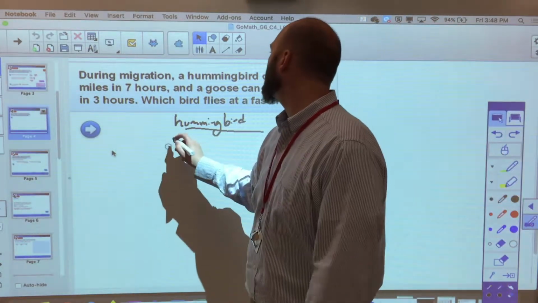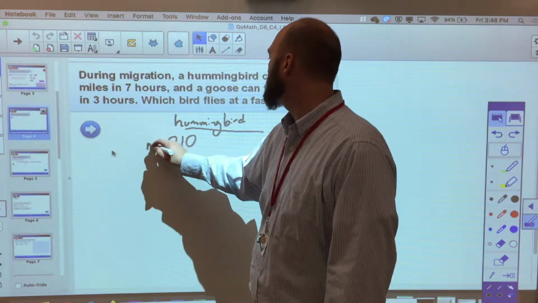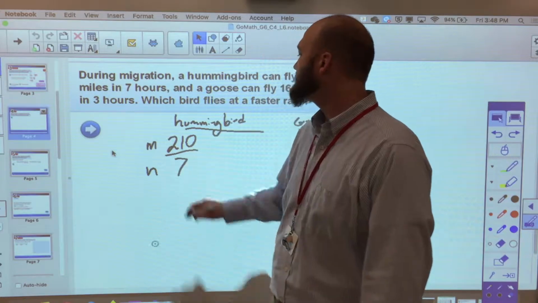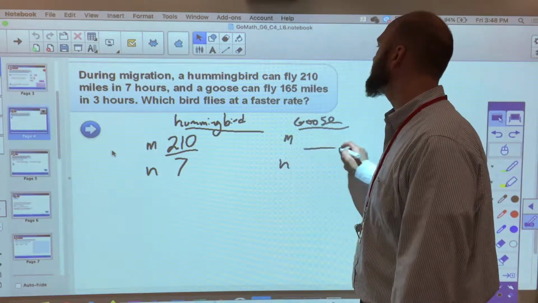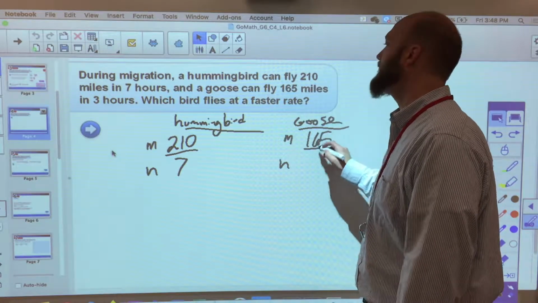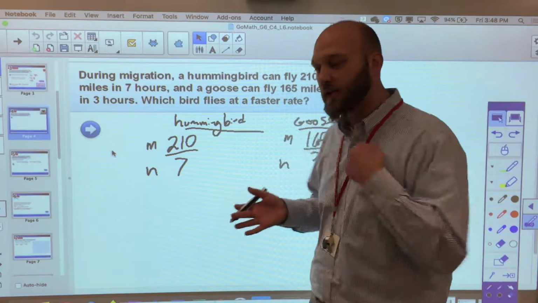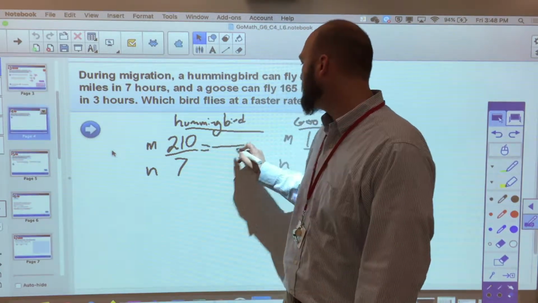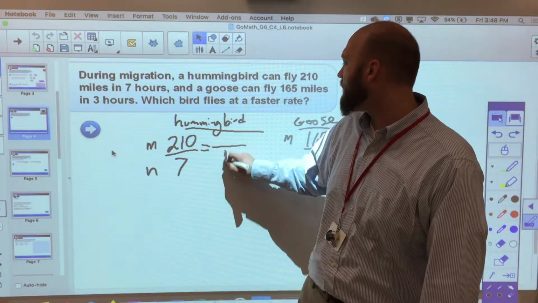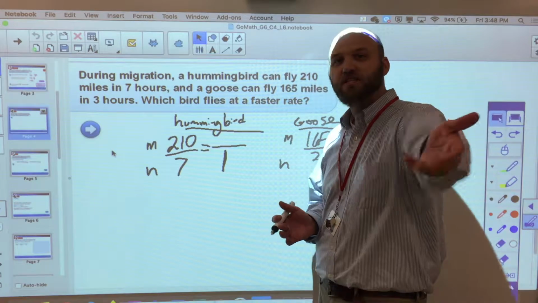My hummingbird can fly 210 miles in 7 hours. These are miles and these are hours. And a goose can fly, I'll do miles and hours, 165 miles in 3 hours. So now I want to take each of these down to a unit rate, and a unit rate by definition is 1. So if I want to get it to 1 hour, how fast does it go per hour?